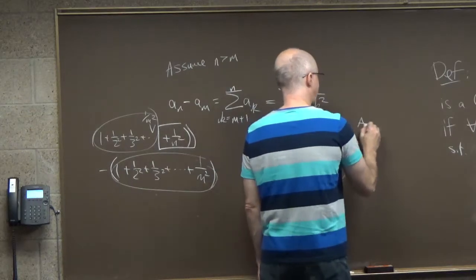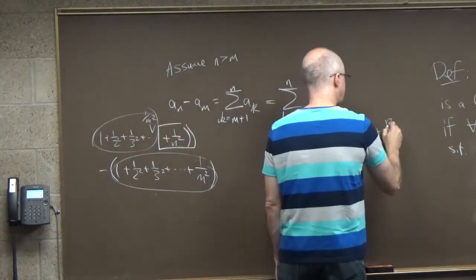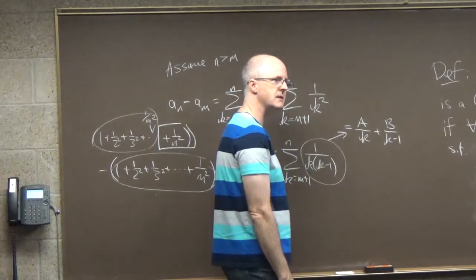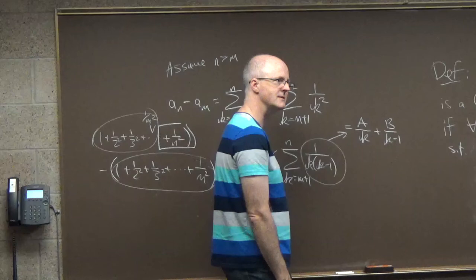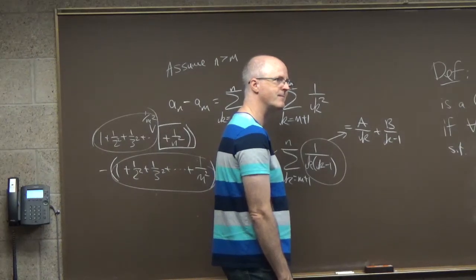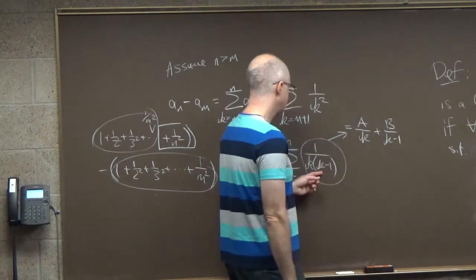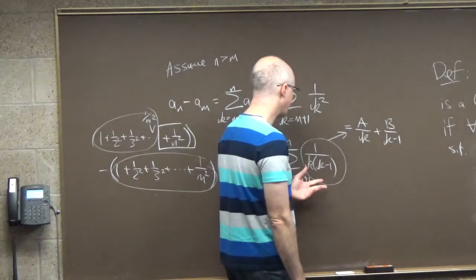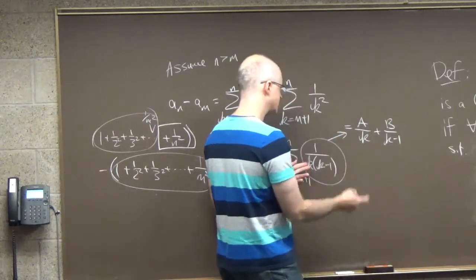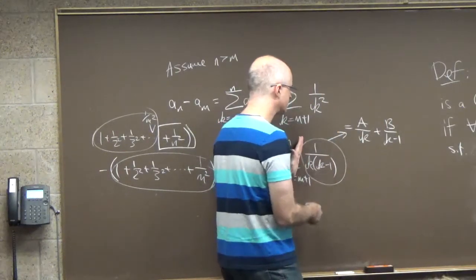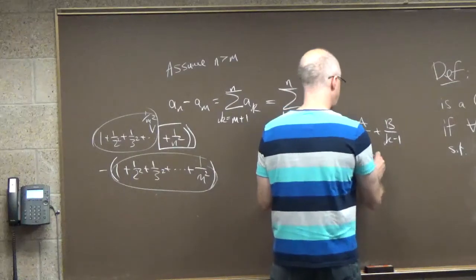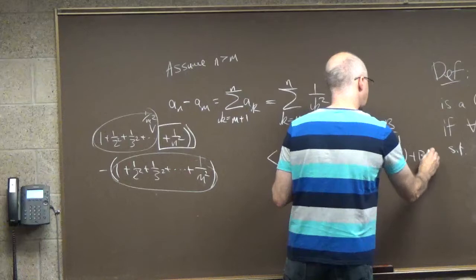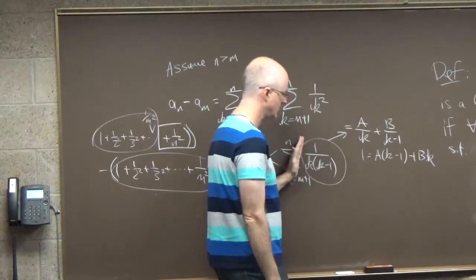If you set it equal to a over k plus b over k minus 1, this is probably the most mysterious step in the book. The author didn't tell you to use partial fractions. Set that equal to a over k plus b over k minus 1 and solve for a and b. A quick little trick is just to multiply both sides by k times k minus 1 to get 1 equals a times k minus 1 plus b times k after cancellation.